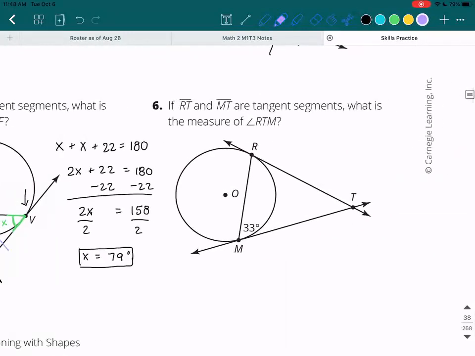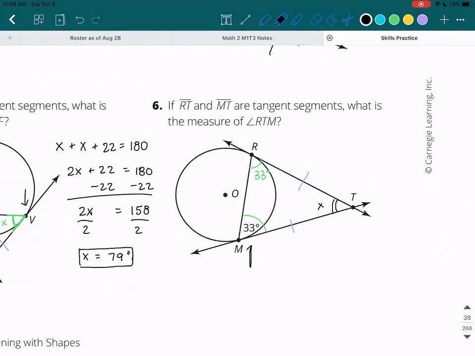We have RT and MT are tangent segments, so they are congruent. Next, we know that since those are congruent, these must be congruent as well. So I'll label that as 33 degrees. And they want the measure of RTM. So they want that one. We're going to call it X.